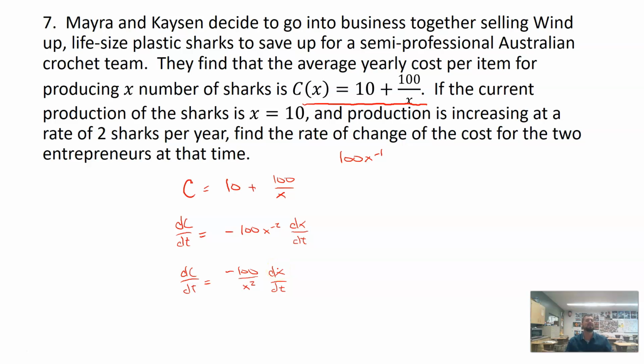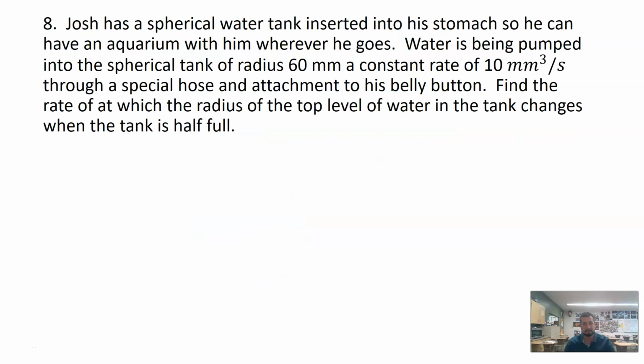Now that I've taken the derivative, we just plug in what we know. So in this case, I know x equals 10, so I'm going to go negative 100 over 10 squared. And it also says production is increasing at a rate of 2 sharks per year. Okay? Well, the x value is what the production is, so dx/dt is how fast that's changing, so I put 2 right there. When I put all that into my calculator, I get that dC/dt is equal to negative 2. So that is our answer to this problem, how we do that one.